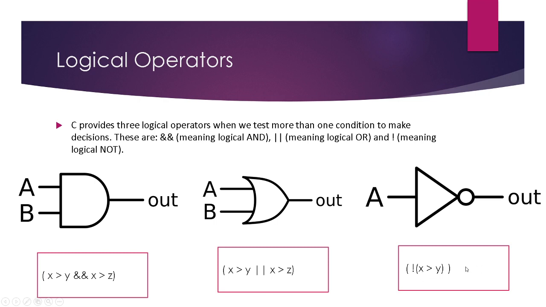These are mostly used in if-else statements, when we want to combine more than one condition. If I want to combine x greater than y and x greater than z with the AND condition, I can use the logical operator AND. Similarly, the logical operator OR and the NOT operator.